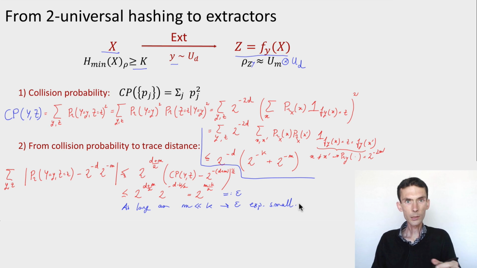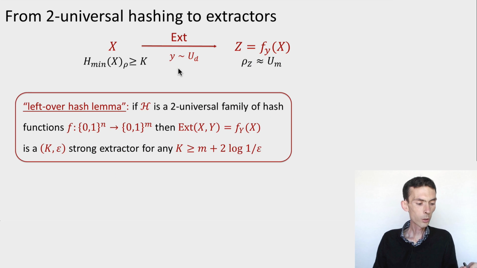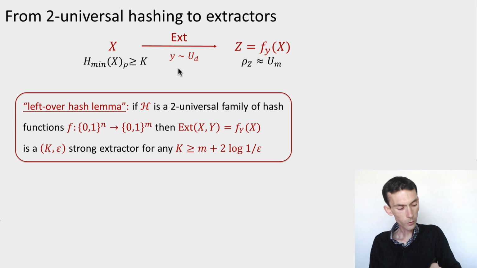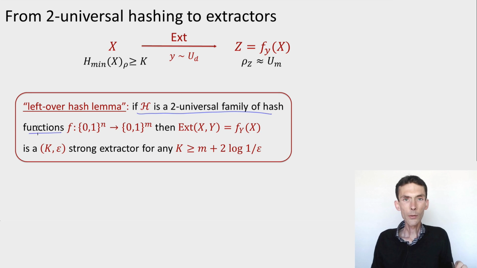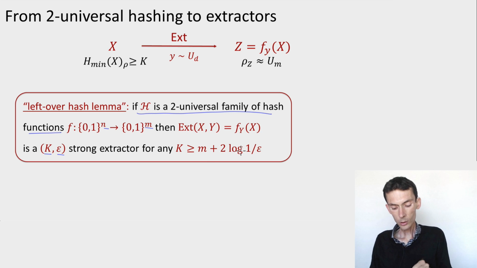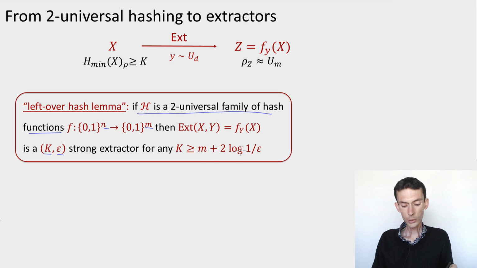Let's summarize it as a lemma. The lemma is called the leftover hash lemma. And it says that if we take a two-universal family of hash functions, h, that maps n bits to m bits, then the extractor that's defined from this two-universal family of hash functions is a strong seeded extractor for source min entropy k and error parameter epsilon, as long as the min entropy is at least the number of bits that we're extracting plus a logarithmic dependence on the error parameter.